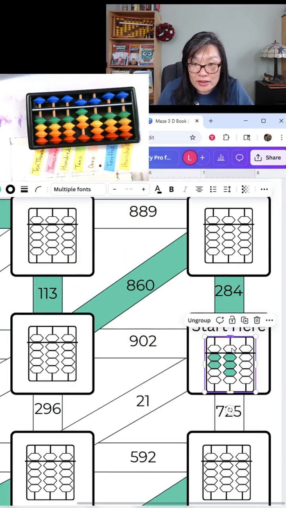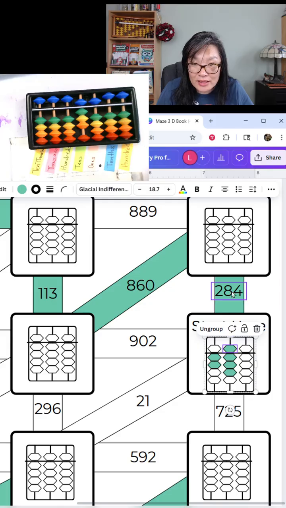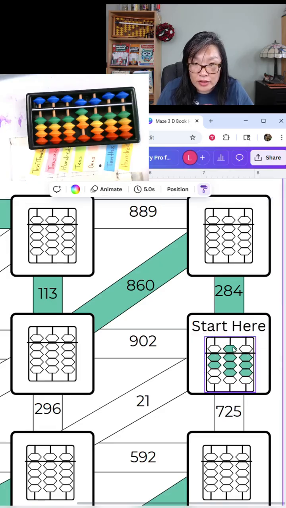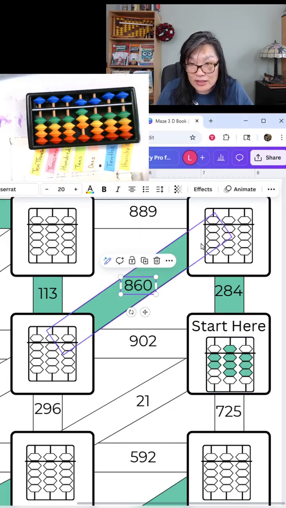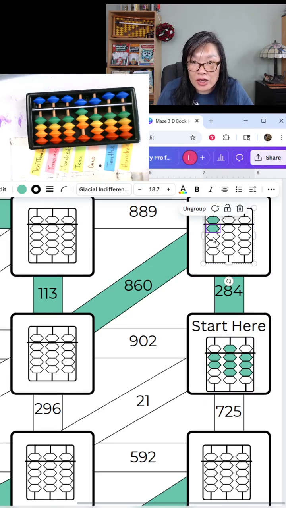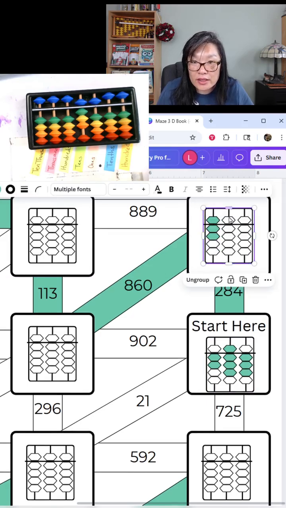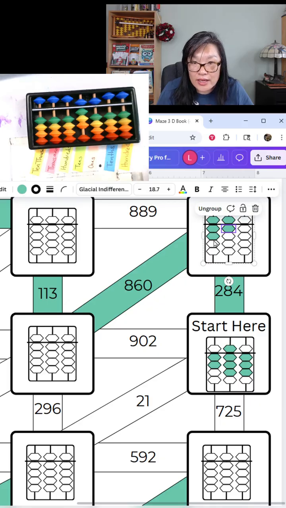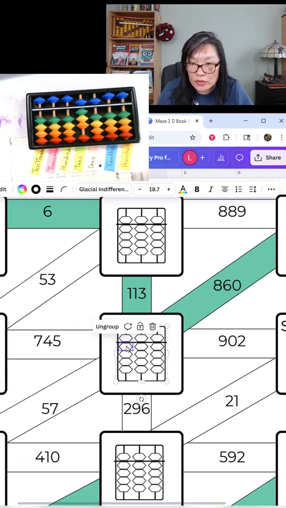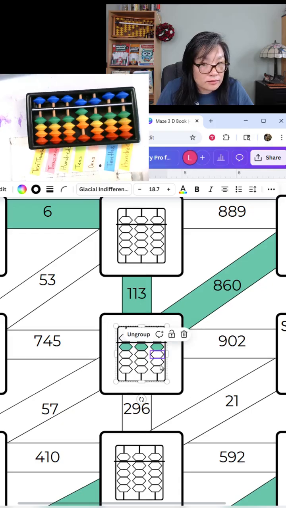Oh, and where am I getting the numbers? I'm getting the numbers right here. So when I'm looking, I have 200, I have 284. I'm coloring in the numbers, so this is the answers. We have 800, and then we have 60. So that's what 860 looks like. And because the path takes me here, I do 113.